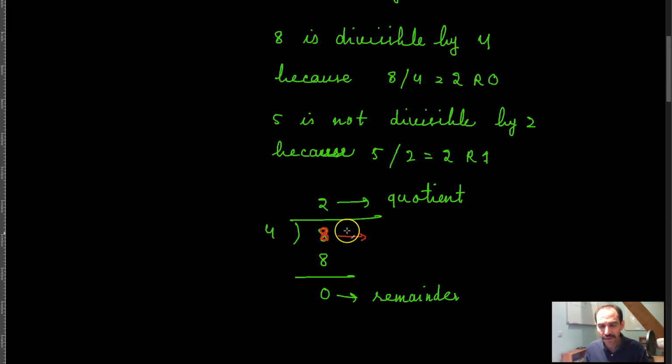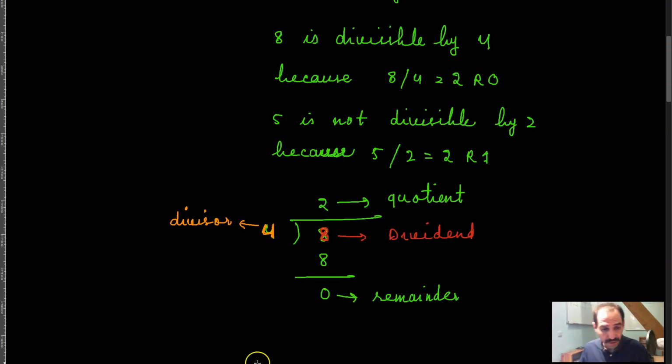This number over here is called the dividend, and this number over here is called the divisor. So you divide your dividend by the divisor and you get the quotient and the remainder, right?